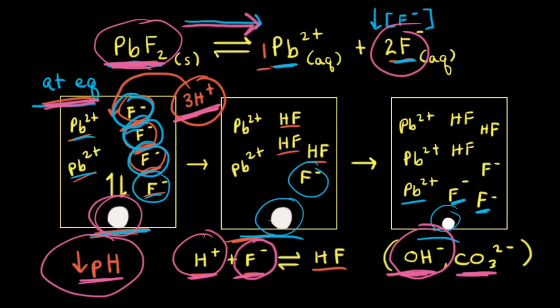So therefore, the solubility of a compound containing a hydroxide ion would increase as H+ ions are added to the solution. It's also important to note for this lead II fluoride problem, if the pH is decreased at a constant temperature, the Ksp value for PbF2 remains constant. So the molar solubility does increase, but the Ksp value remains the same.